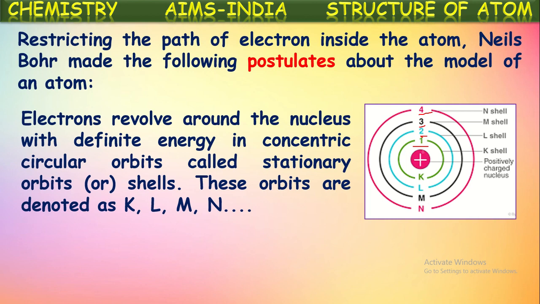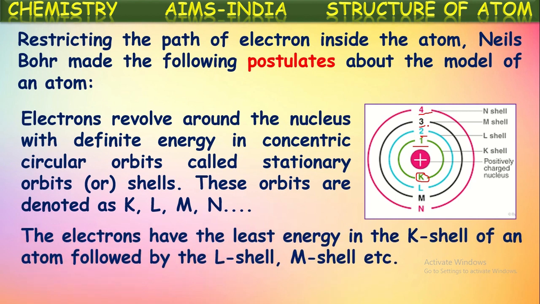See, at the center there is the nucleus with a complete positive charge and mass. Around that, electrons are revolving in concentric circular paths, which are denoted as 1, 2, 3, 4 and so on, or K, L, M, N and so on. The orbit nearest to the nucleus is denoted with the symbol K or 1. The electrons have the least energy in the K shell of the atom, followed by the L shell and M shell, etc.